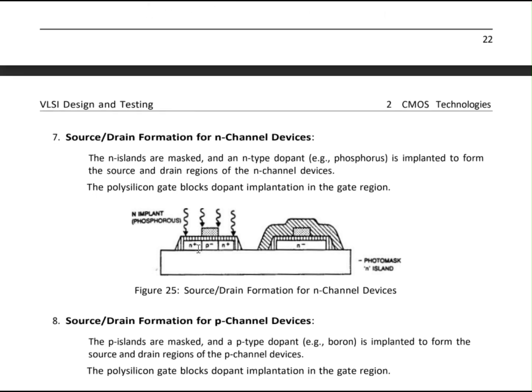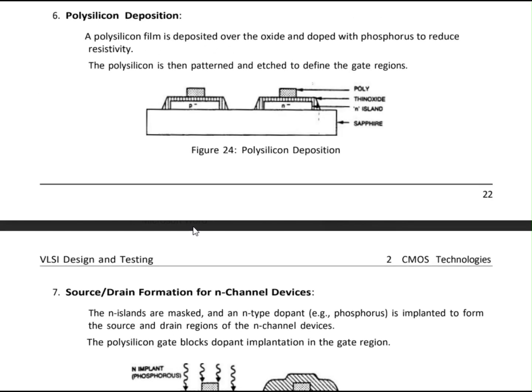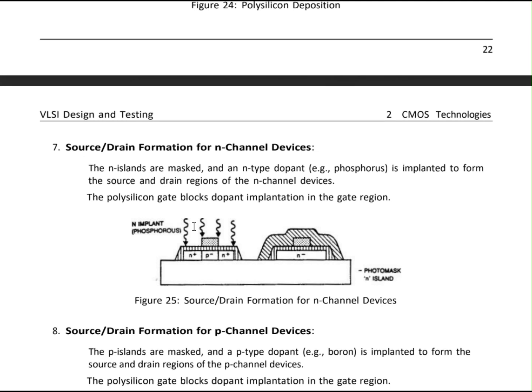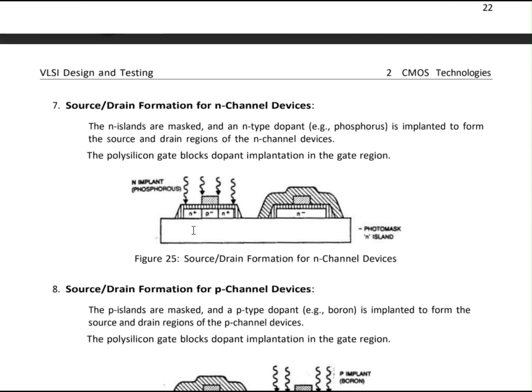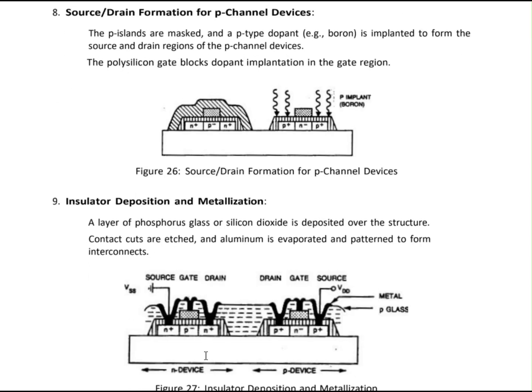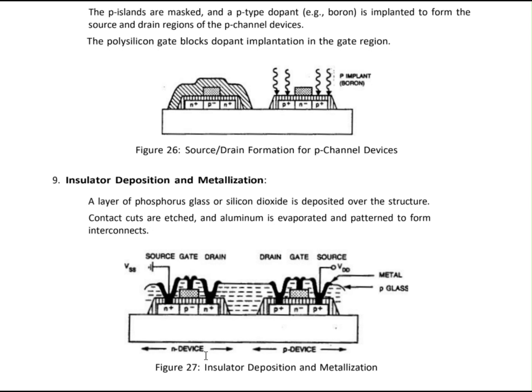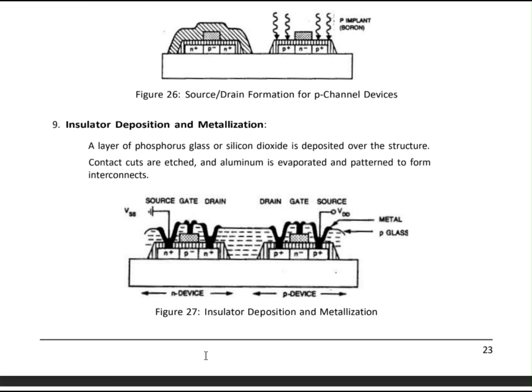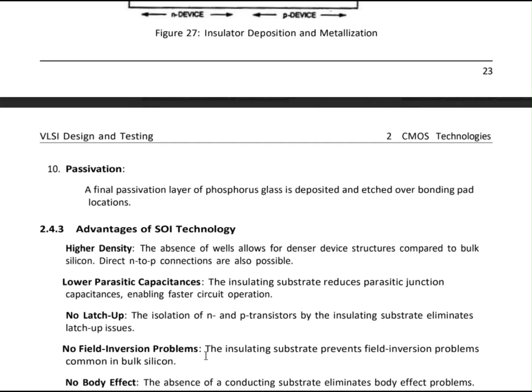Source or drain formation for N-channel devices. After the polysilicon deposition is done, source and drain terminals are formed. After source and drain terminals are formed for both N-channel and P-channel devices, it is insulator deposition and metallization in order to create contact cuts. It is done by the process of etching, and aluminum is evaporated and patterned to form interconnects. The last step would be passivation. The final passivation layer of phosphorus glass is deposited and etched over bonding pad locations.